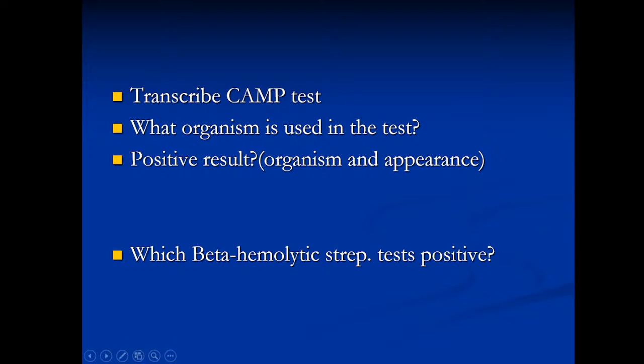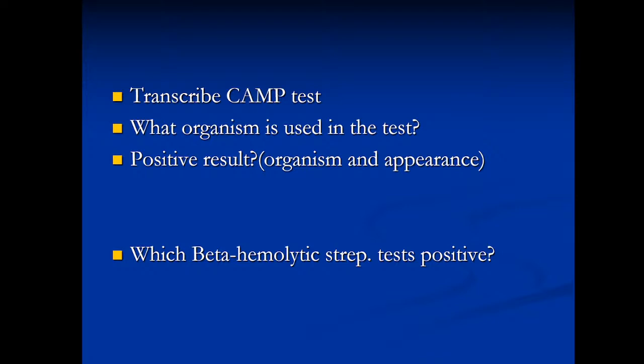The CAMP test is named for, if we transcribe this, Christie, Atkins, Munch, and Peterson. So it's the names of the scientists who developed the test, and it happens to come up as CAMP. All right. So the organism used in this test is your Staph aureus, and yes, you use a control organism. And the positive result that you will notice in CAMP is that it will produce an arrowhead hemolysis.